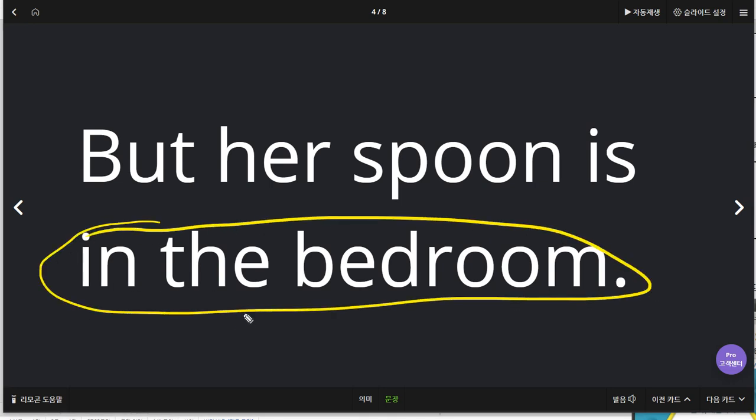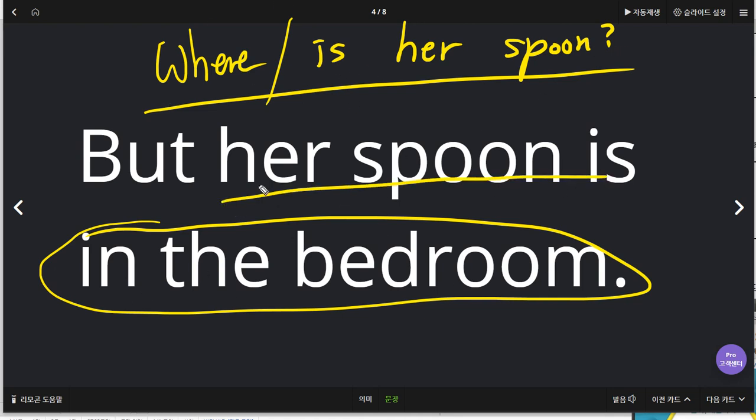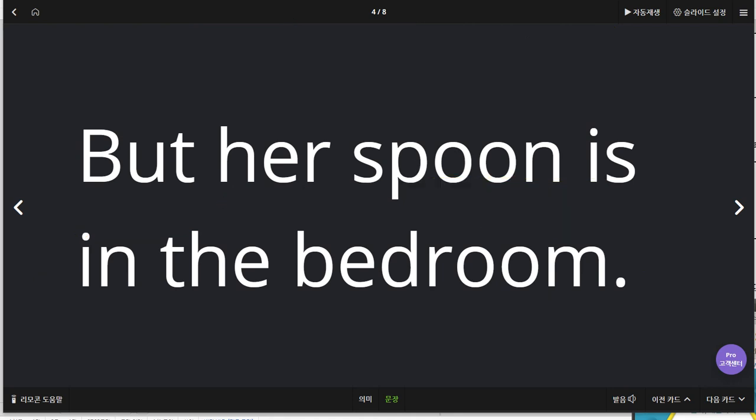Okay. In the bedroom이란 대답을 듣고 싶어. 뭐라고 묻는데요? Where is her spoon? 그녀의 숟가락은 어디 있나요? 라고 물었더니 Her spoon is in the bedroom. Her spoon 하나니까 it이시죠. It is in the bedroom. 그것은 침실에 있대요. Her spoon 100개면 it 100개가 아니라 it 1개예요. 두 개 이상이면 그것들이라고 하고 they가 되죠.